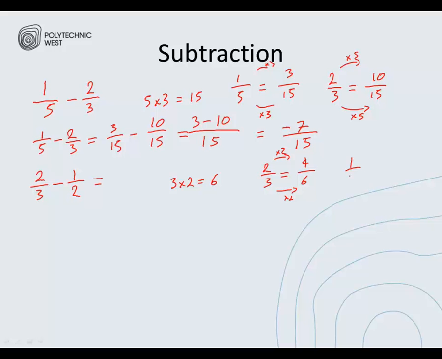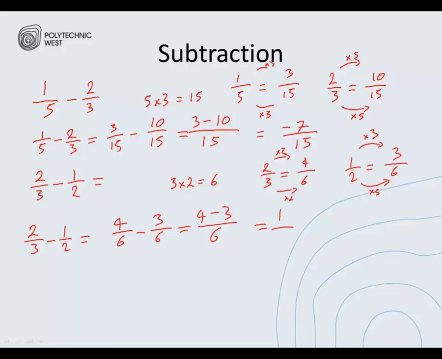And then we've got 1 over 2 equals something over 6. Going from 2 to 6 is multiplied by 3. 1 over 2 is 3 over 6. So let's rewrite that. 2 over 3 minus 1 over 2 is actually 4 over 6 minus 3 over 6. The bottoms are the same. 4 minus 3 over 6 is 1 over 6. And that's subtraction. Same as addition. Make the bottoms the same, but then you subtract.